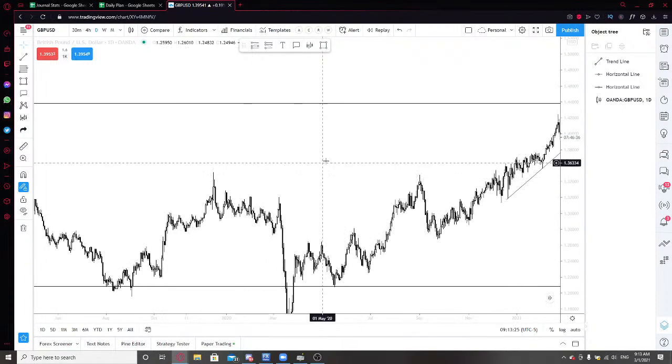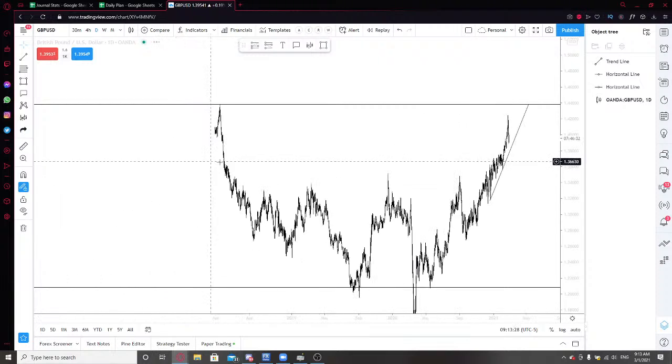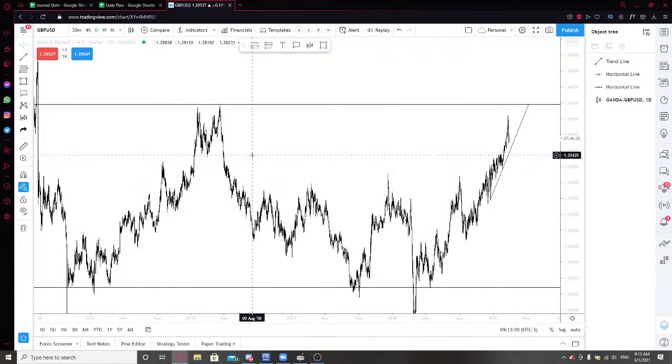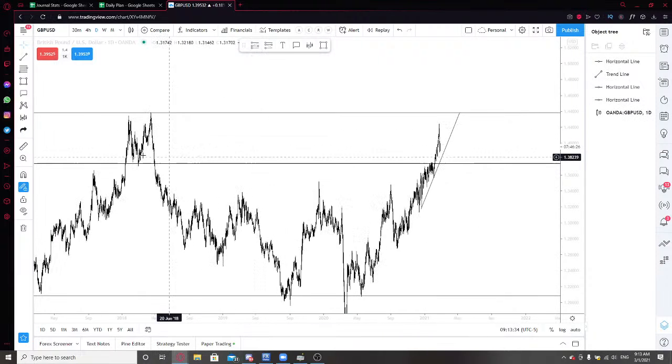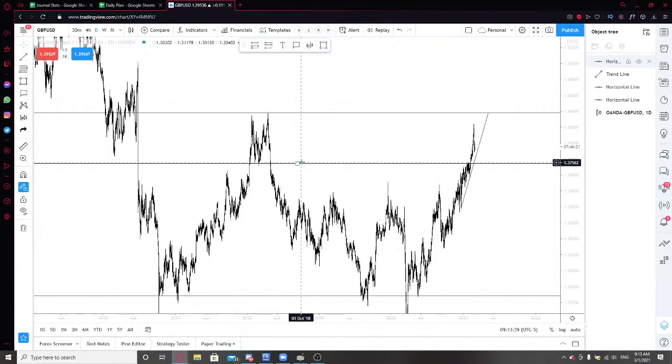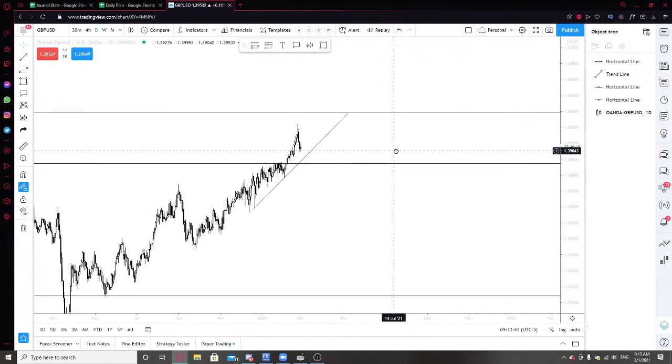Now there is a level here. Price is pretty far off from that point, honestly. I want a closer level, this one. See, price has come down to it, rejected it, and it seems like a good area to at least pay attention to price.